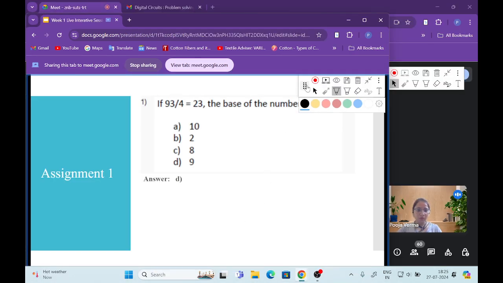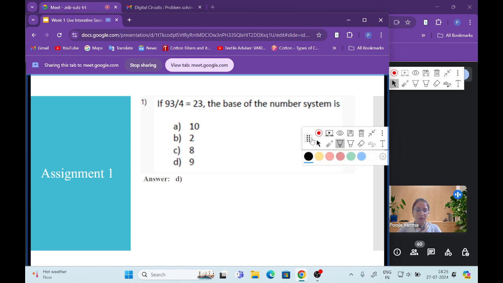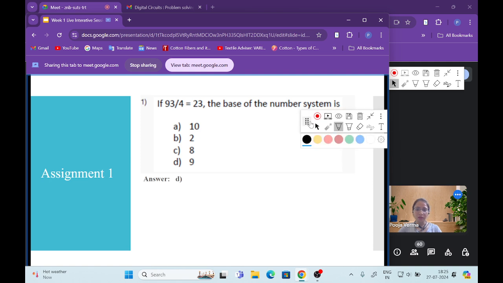Okay, so let's start the questions. Some questions which will be helpful in solving your assignment questions. So question number 1 is: if 93 by 4 is equal to 23, what will be the base of the number system? So how will you solve this question? Anyone have any idea?